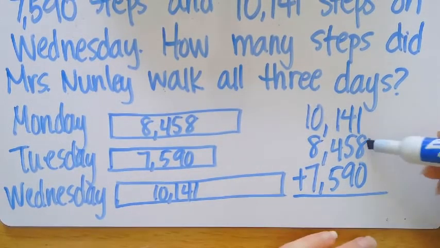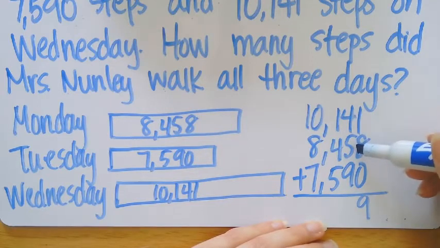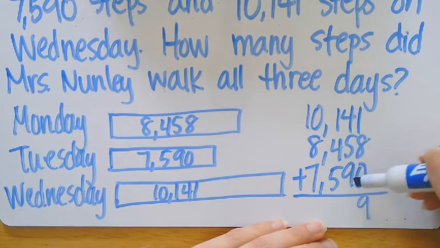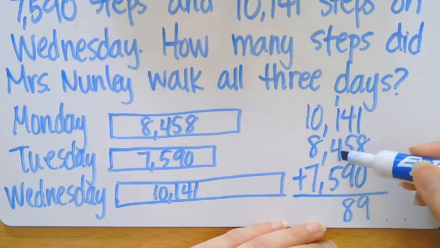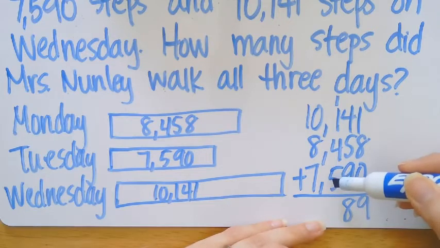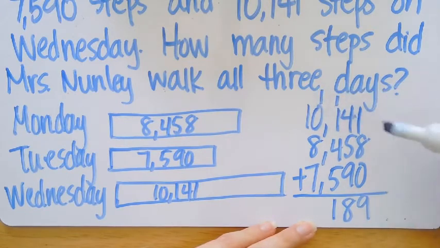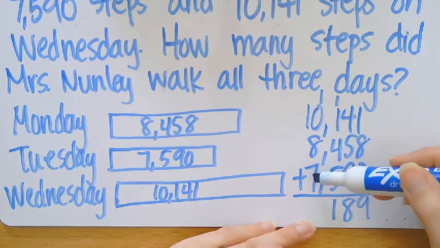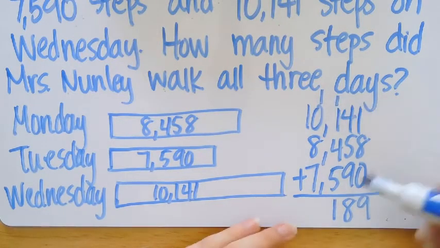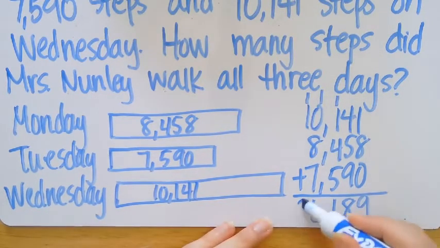All right, 1 plus 8 plus 0 is 9. 4 plus 5 is 9. 9 plus 9 is 18. Carry my 1. 1 plus 4 is 5. 5 plus 5 is 10. 10 plus 1 is 11. Carry my 1. 0 plus 8 is 8. 8 plus 7 is 15. And 15 plus 1 is 16. Carry that 1. And 1 plus 1 is 2.